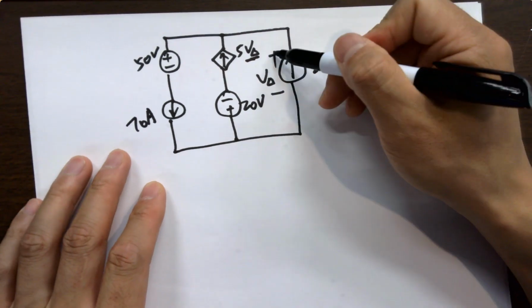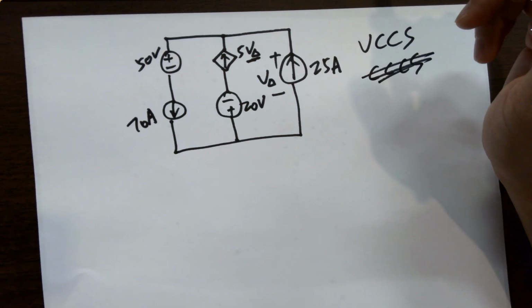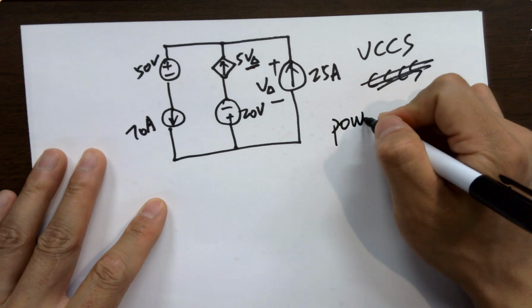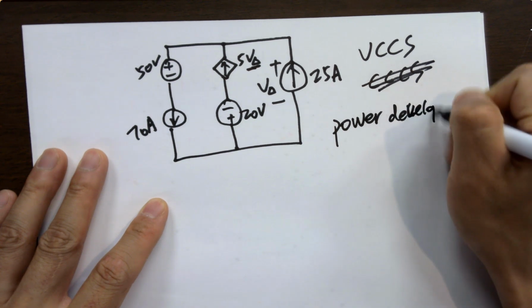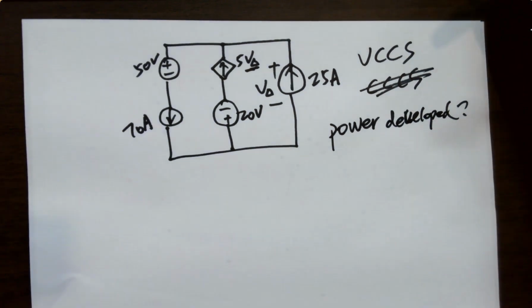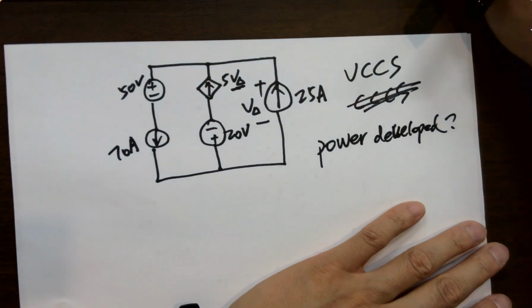So what's the voltage here? It's the voltage across the current source, right? So it's asking you what's the power developed by the circuit. So I have to figure out which one is developing. Where to start? Yeah, still look at the current source first.